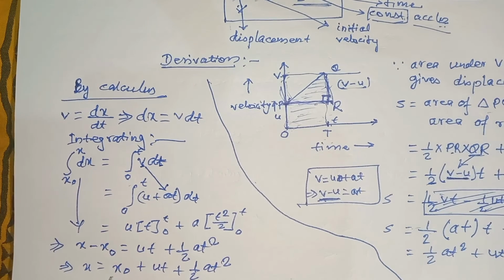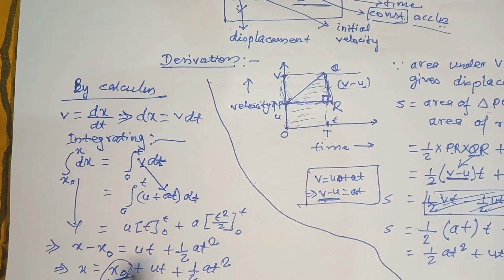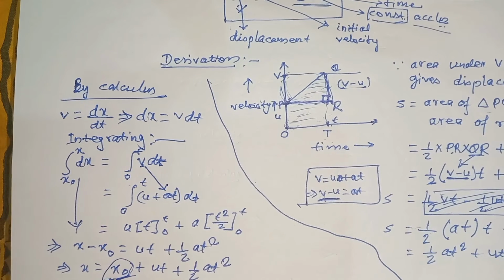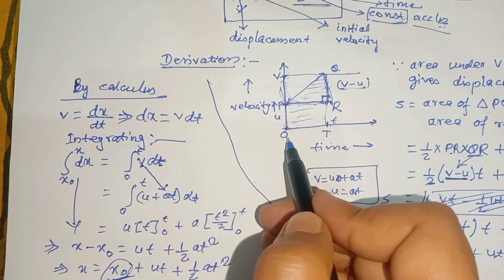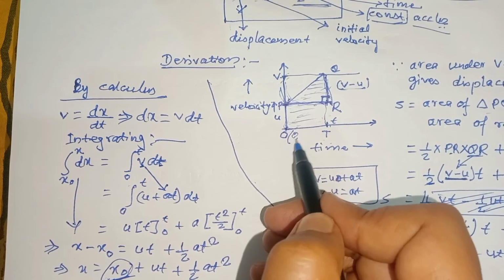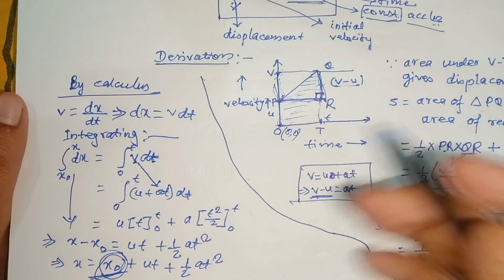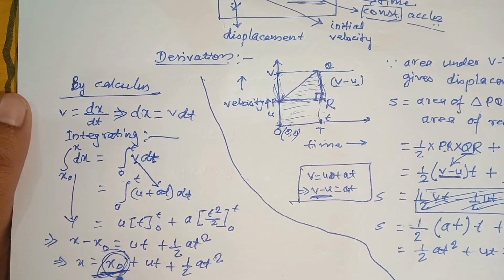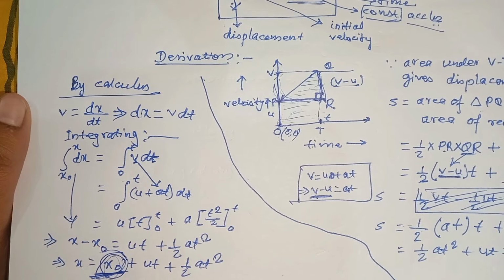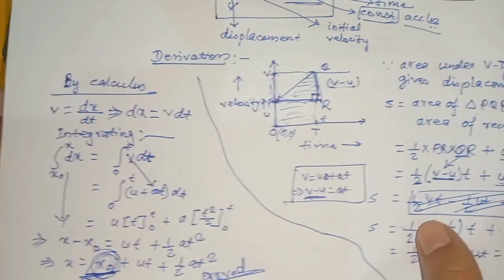Here x naught can be omitted because it is the initial position. What is the initial position? It can be at the origin, which means 0, so it can be omitted. When the motion starts from the origin, this is 0, so it is not considered. Okay, this is proved by calculus, and earlier it was proved by the graphical method.